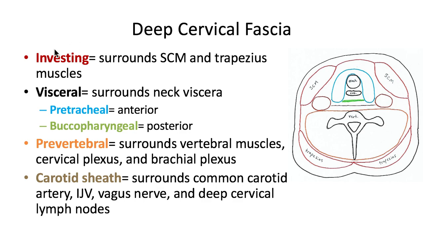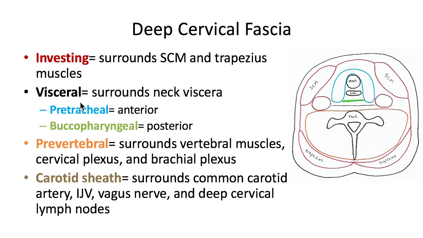The investing layer encloses the sternocleidomastoid muscle and trapezius muscles. The sternocleidomastoid is out in front, anteriorly. The trapezius muscles are located posteriorly. The visceral fascial layer surrounds the viscera of the neck. And so all of those neck organs are being surrounded by this tissue. The trachea and the esophagus are also located within there.